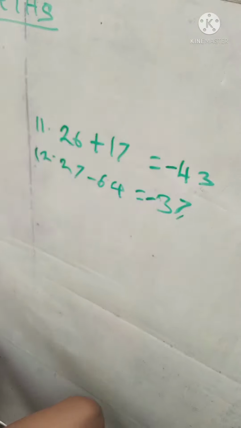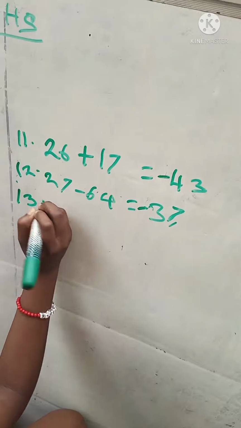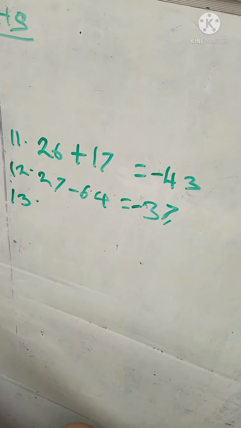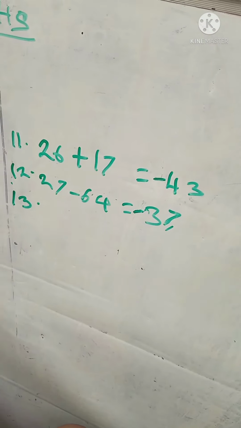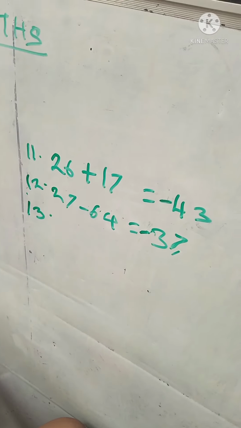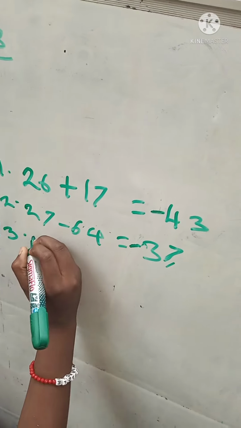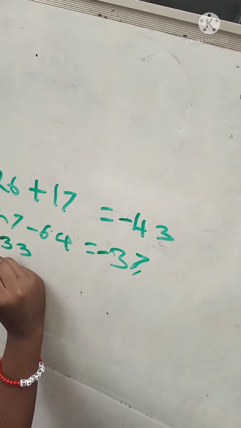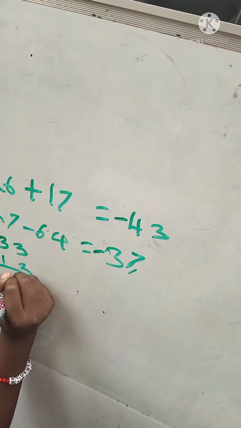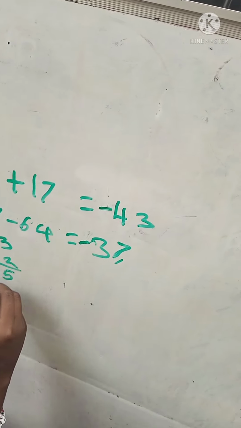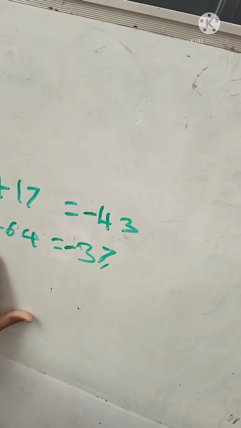So number 13. Here, the two signs are in between. They are having the same sign, so we're going to add 33 plus 12. That means you are following what I said earlier on, that once they have the same sign, you add them together. So that will be 45.